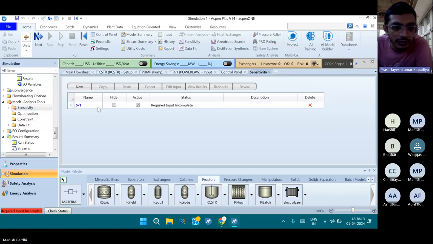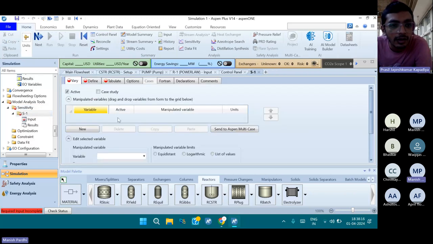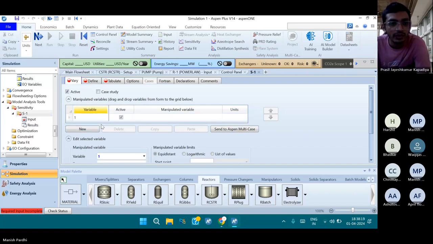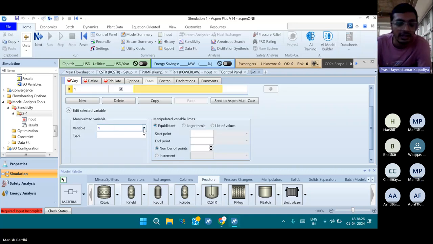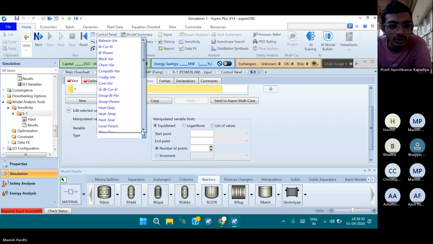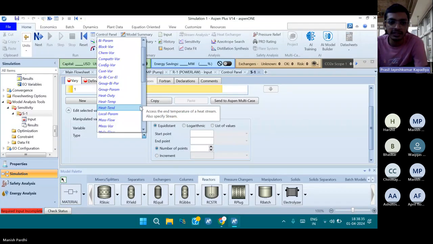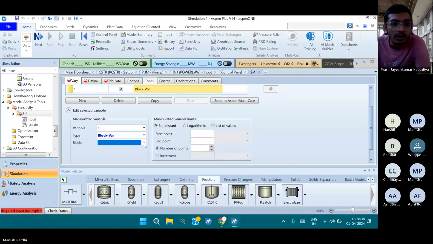Okay, go to new. Press next. Variable. New. Go below. Variable. So which type of variable? Choose block variable, because we are varying reactor conditions. That's why block variable.